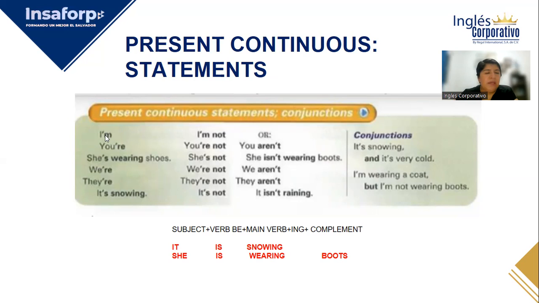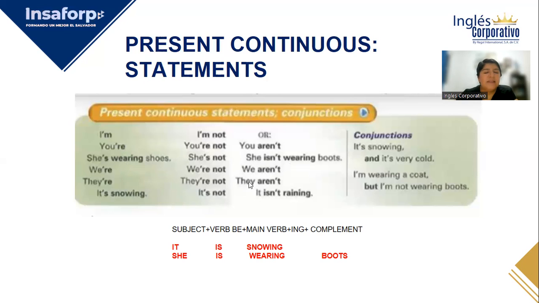Entonces tenemos I'm o I'm not, ¿ok? Y ahí vamos a ir complementando con wearing boots, ¿ok? For example, I'm wearing boots. I'm not wearing boots. You're wearing boots. You're not wearing boots. She's wearing shoes. She's not wearing shoes, podemos decir, or wearing boots. We are wearing shoes. We are not wearing shoes. They are wearing shoes. Or they are not wearing shoes.